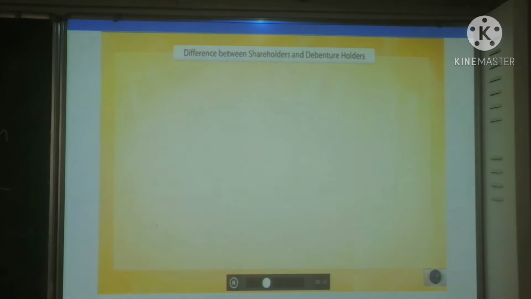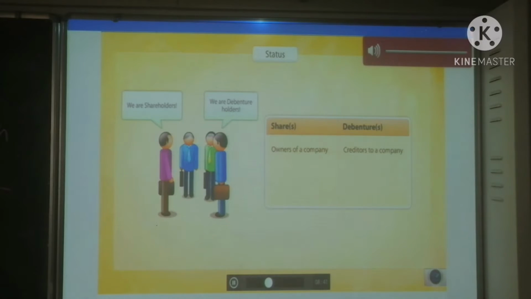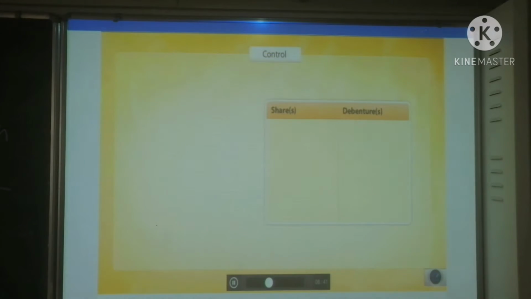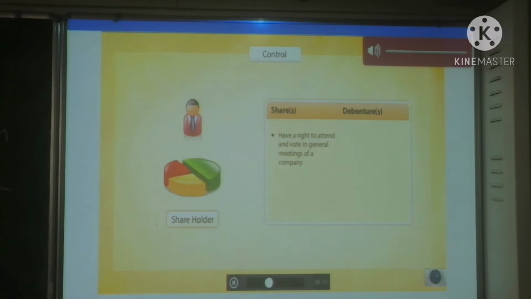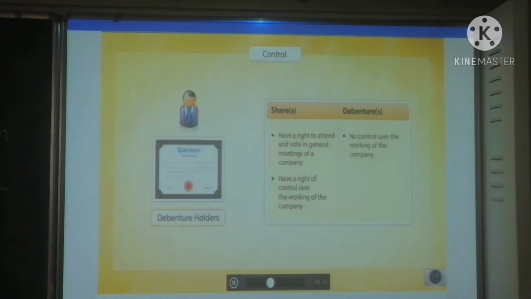Now that you are aware of the differences between shares and debentures, can you think of the differences between holders of shares and holders of debentures? Shareholders own the company, whereas debenture holders are creditors to a company. Shareholders have a right to attend and vote at the general meetings of a company. In other words, they have a right of control over the working of the company. Debenture holders do not have such rights.